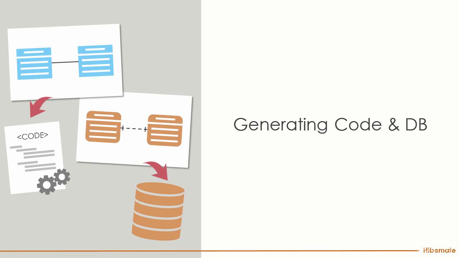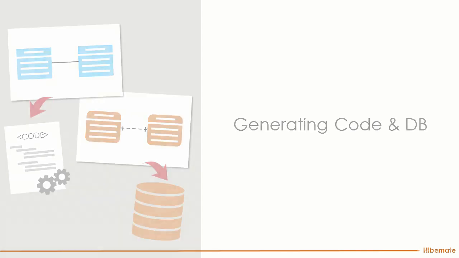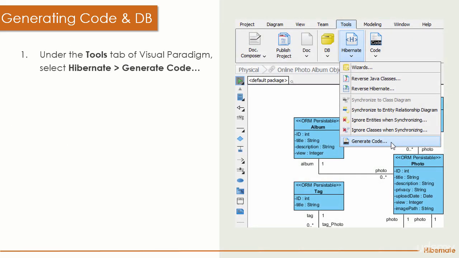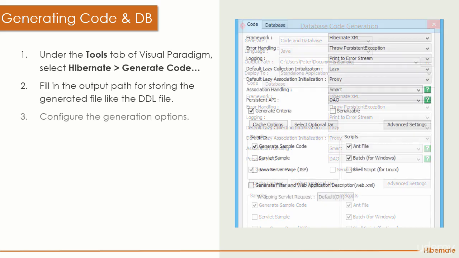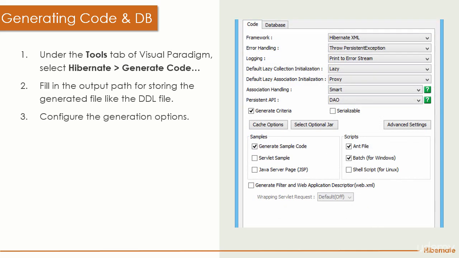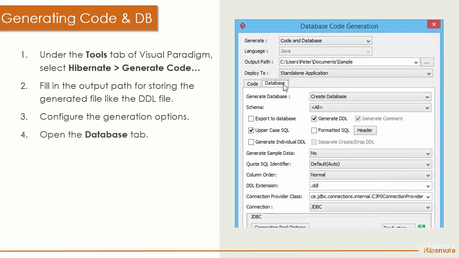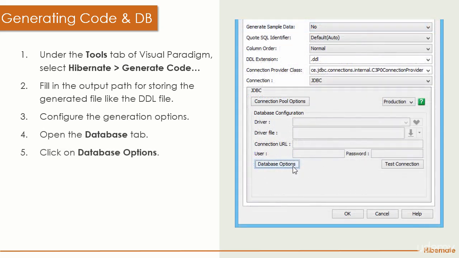Okay, now we move on to talk about how to generate the Hibernate code. To generate the Hibernate code, you just go to the Tools tab in the menu and select Hibernate and click Generate Code. And then you select the output path for the generated source code. If you are using an IDE like Eclipse, it's easy. You're just pointing to the project file, and then you can configure different code generation options, and you can go to the database tab to configure the database option.